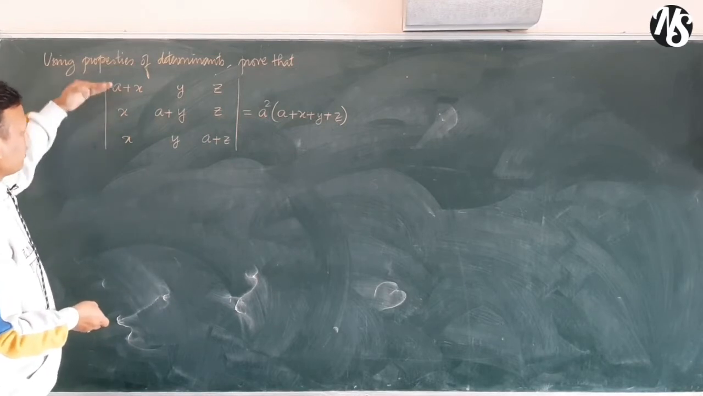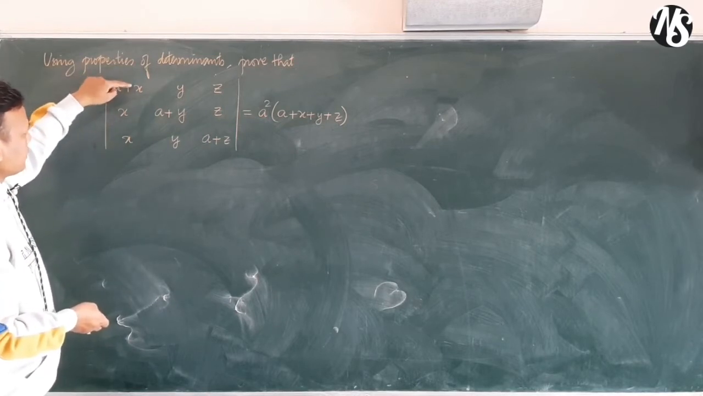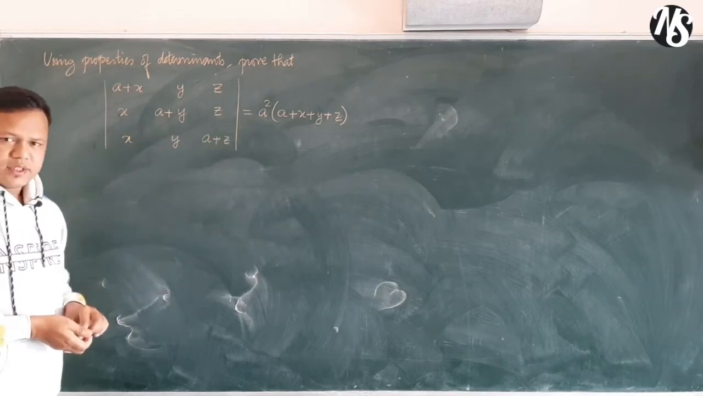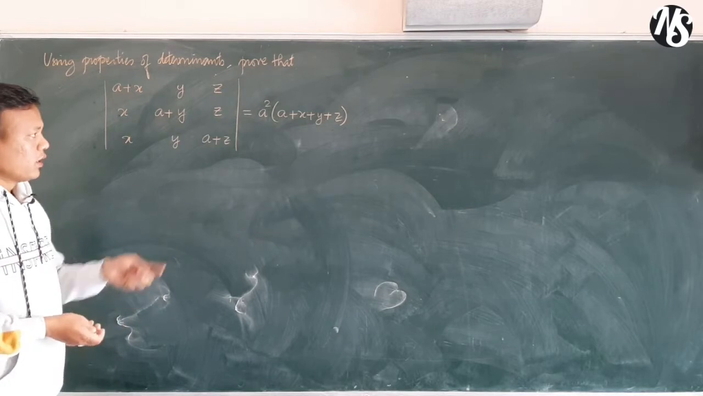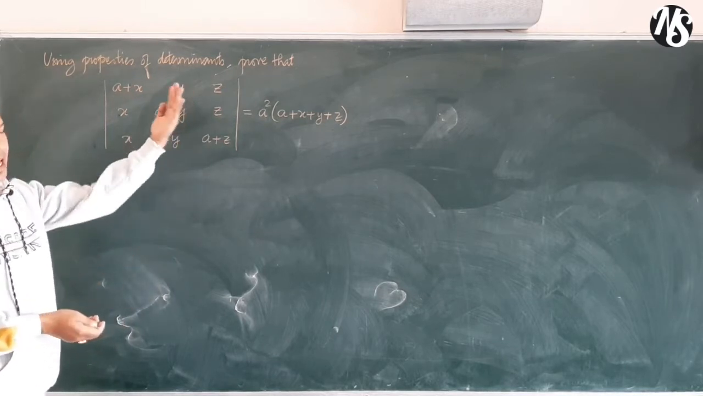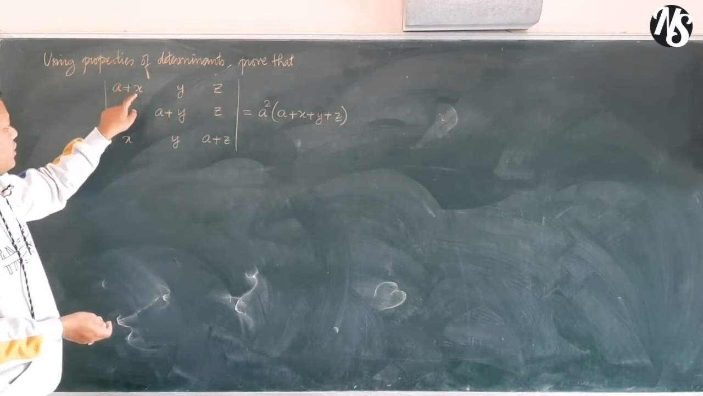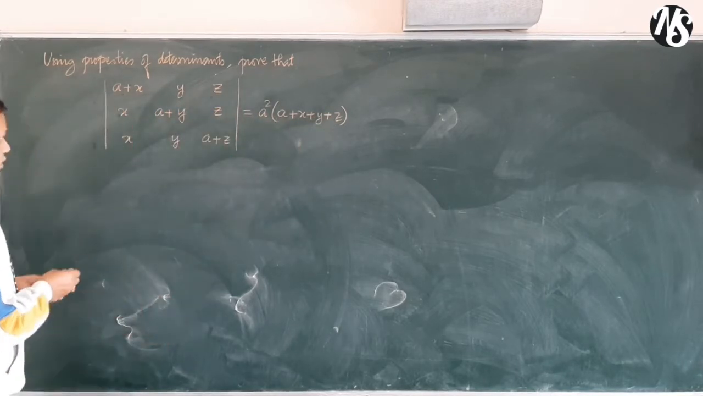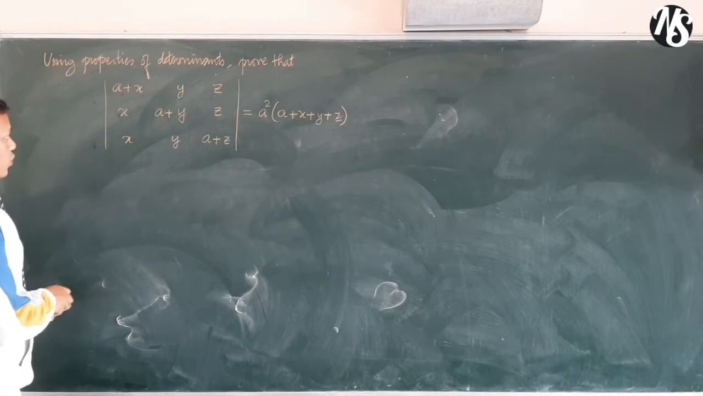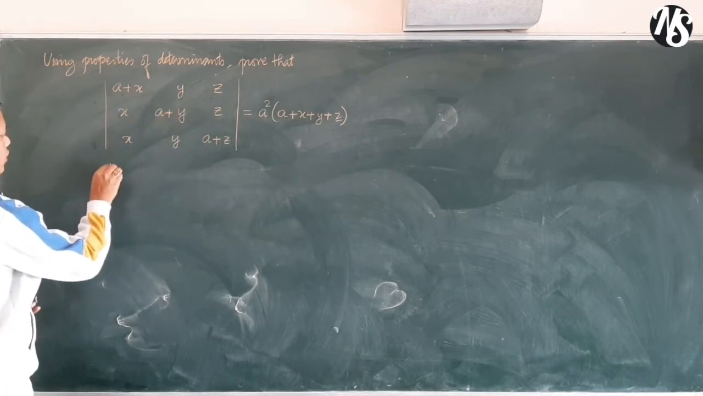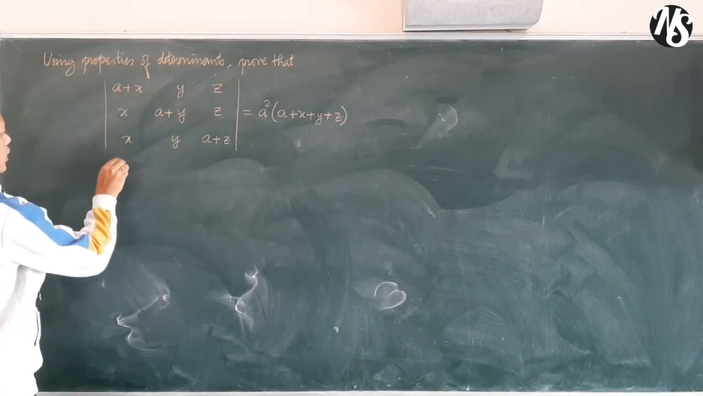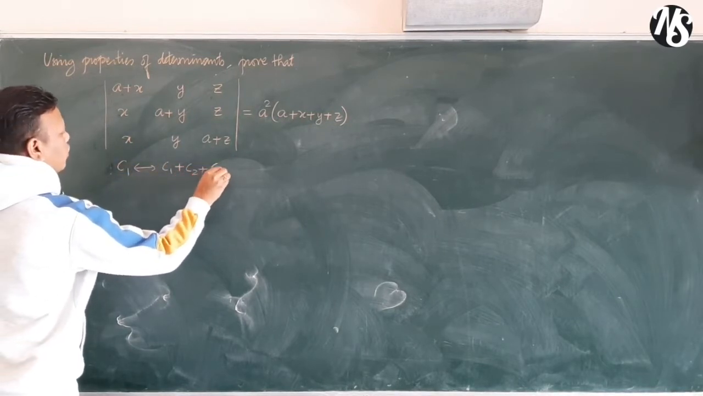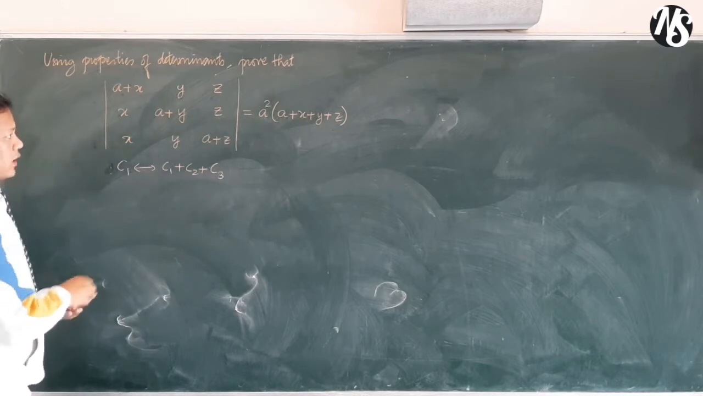Now let's see. If I add the rows, you get a plus x, x, x. That is a plus 3x. Do we have a plus 3x out there? No, right? We don't have a plus 3x. So let's add the columns then. So a plus x plus y plus z. Is this there? Yes. So the operation you need to make here is to write column 1 as the sum of column 1 plus column 2 and column 3. So if I do that, let's see what we get.